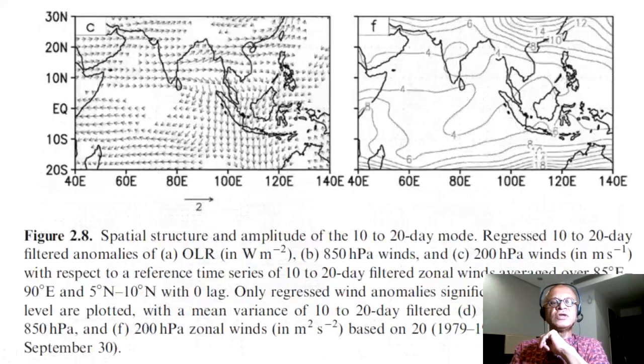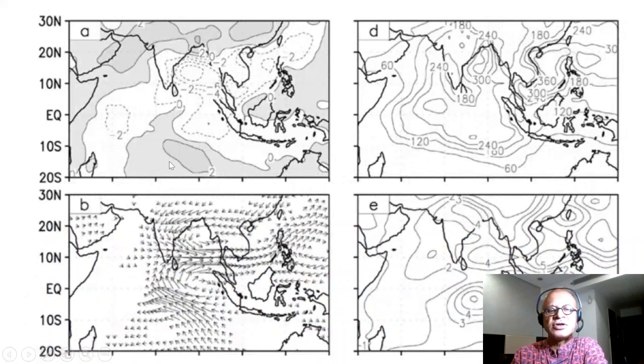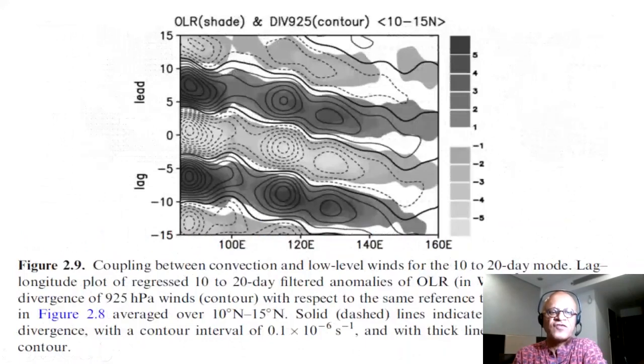has to be careful. So 200 hectopascal winds show the intraseasonal time scale westerly anomalies and the anticyclonic circulation. So you have cyclonic circulation at the lower level corresponding to the low OLR, and so on and so forth. To look at the coupling between convection and low level winds, here OLR and the divergence at low level 925 hectopascal averaged over 10 to 15 north are looked at.